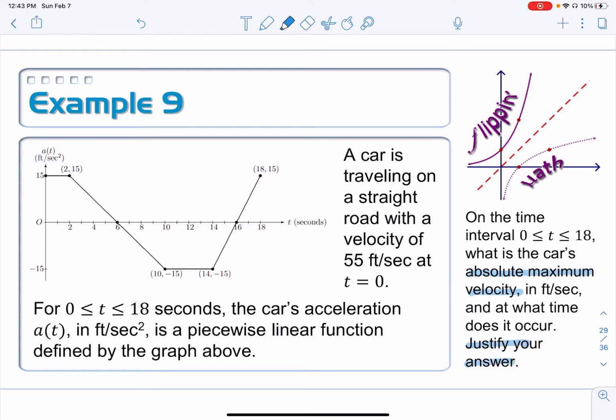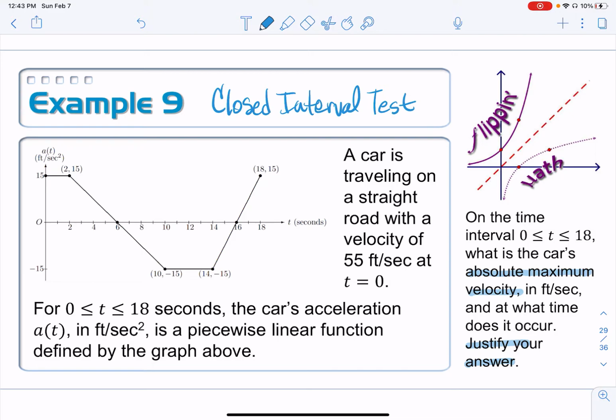Justify your answer. So, remind me, if you will, if you're looking for an absolute maximum on a closed interval, what is the test that you need to perform? Could it possibly be the closed interval test? Well, you would be right. Sometimes known as the candidate's test.